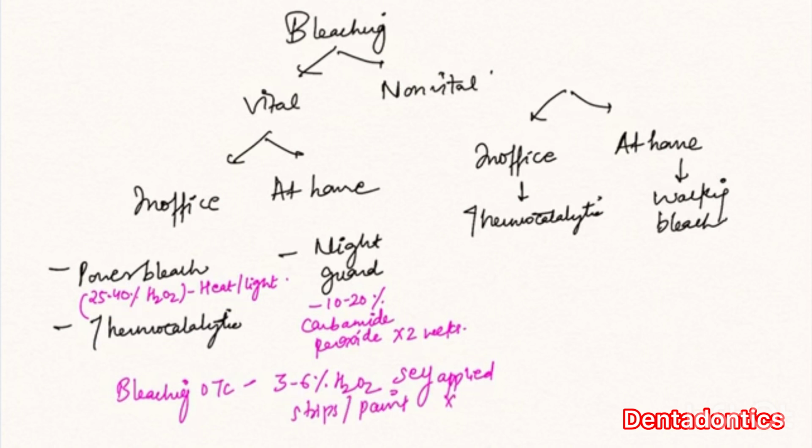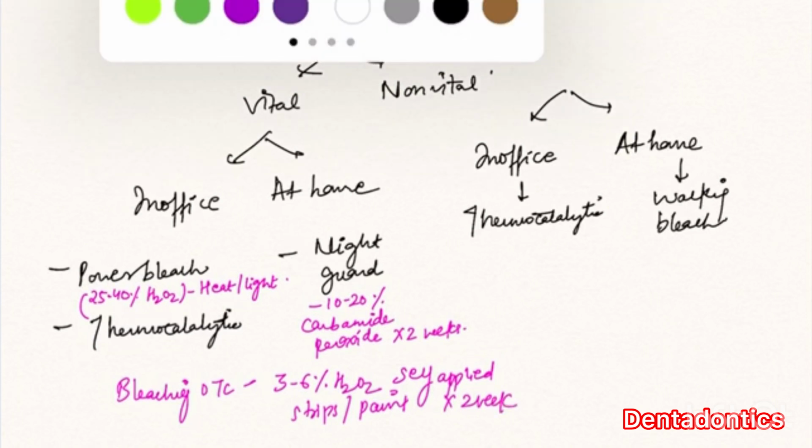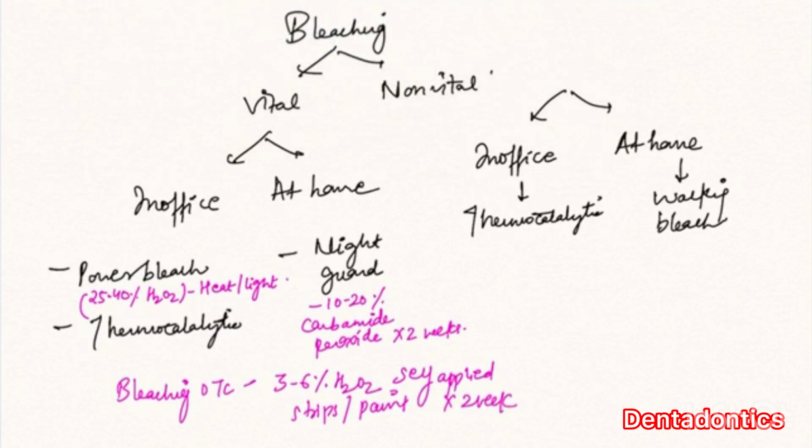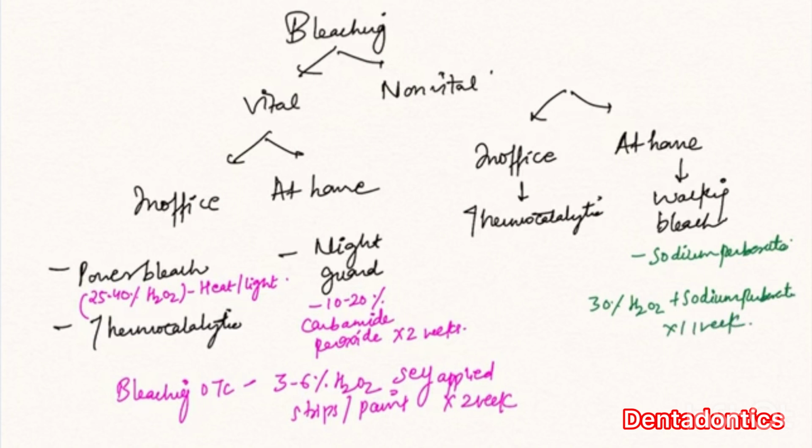In case of non-vital bleach, we can use sodium perborate in the pulp chamber of the root canal treated tooth to whiten the tooth. In case of walking bleach, we use 30% hydrogen peroxide and sodium perborate for 1 week, which leads to whitening of the tooth. Then next is the inside-outside bleach. It is also a type of non-vital bleach in which we use a combination of the above two. After non-vital bleaching, we delay the composite restoration for 1 week because it may hamper the coloration of the composite. So composite restoration should be done 1 week after the bleaching procedure.